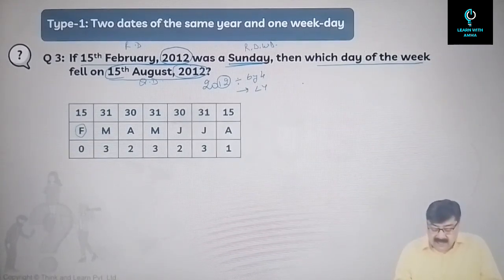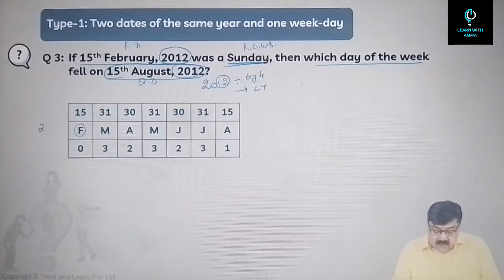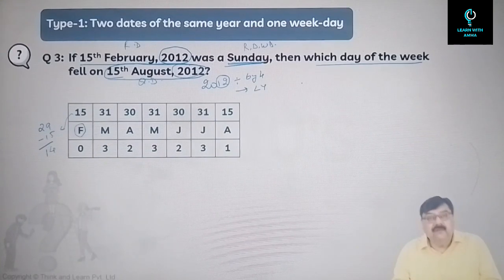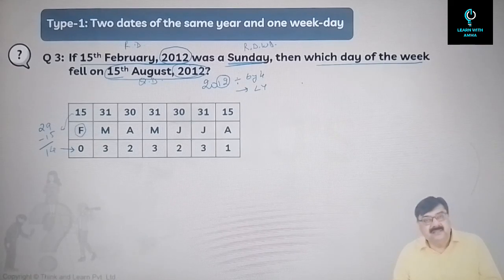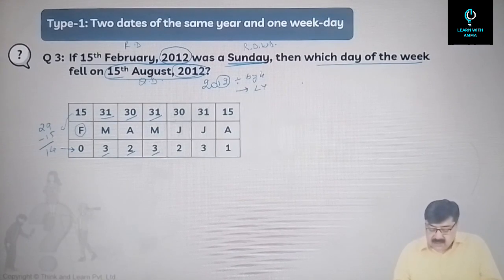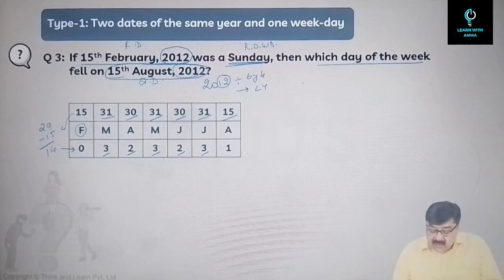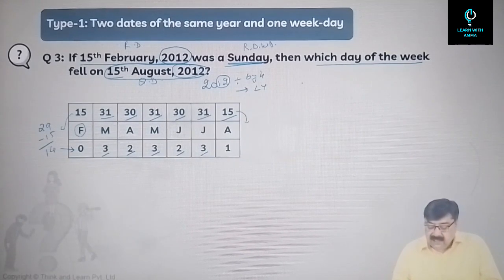A leap year would mean that February has 29 days. So 29 days in February, out of which 15 days are gone, remaining 14 days. 14 is a multiple of 7, so we will get 0 odd days. Again, March, so 31 days, so 3 odd days. April 30, so 2 odd days. May 31, so 3 odd days. June 30, so 2 odd days. July 31, so 3 odd days. August only till 15, and 15, if you divide this by 7, goes by 14, and the remainder obtained is 1 odd day.